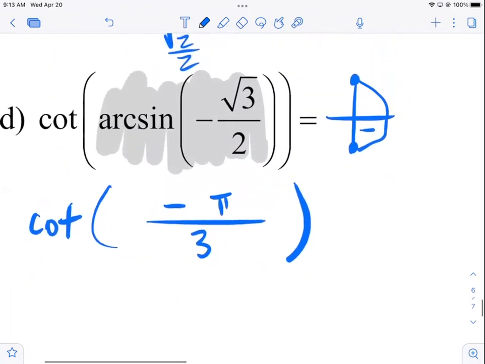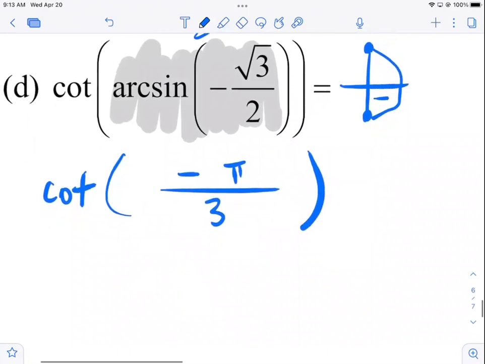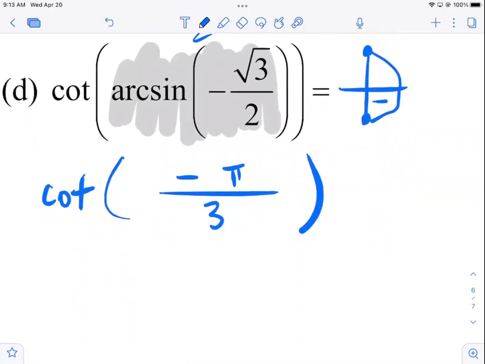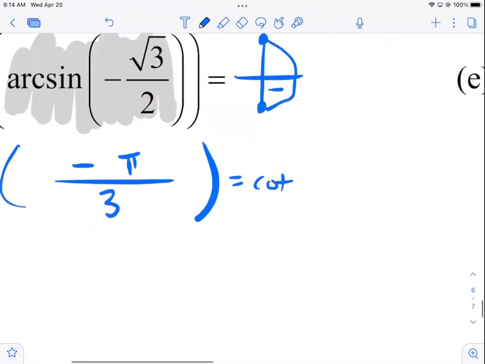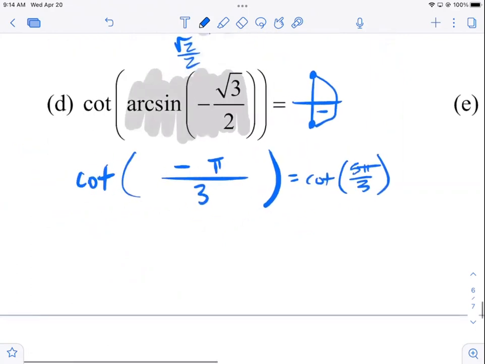And now what is cotangent of negative pi thirds? Well, cotangent of negative pi thirds is actually equal to cotangent of 5 pi thirds. That's a legal statement, isn't it? Can we say then that negative pi thirds equals 5 pi thirds? No, the angles don't equal each other, but because they are coterminal with each other, they do have the same trig value. Coterminal angles have the same trig value.